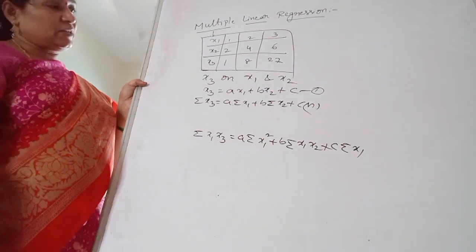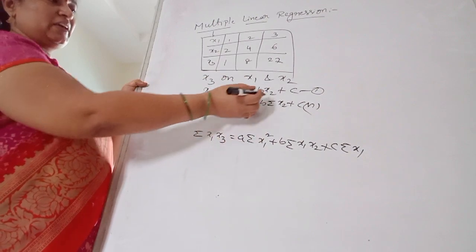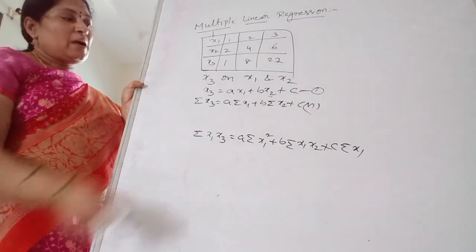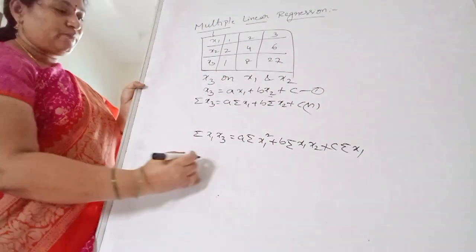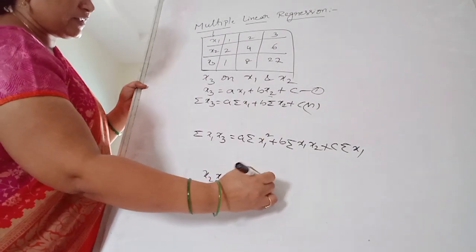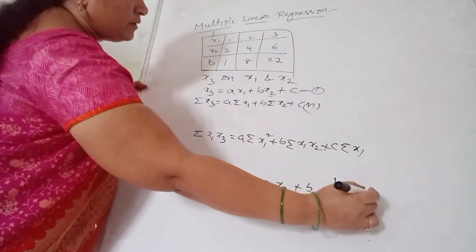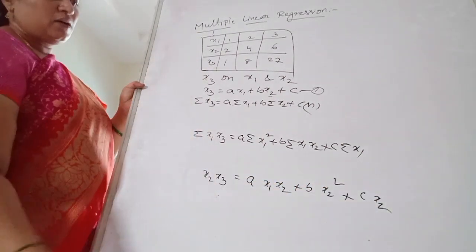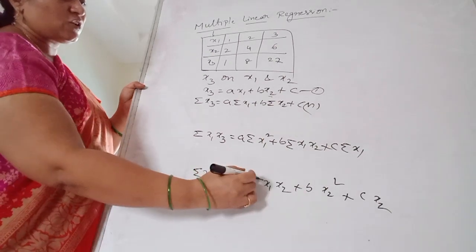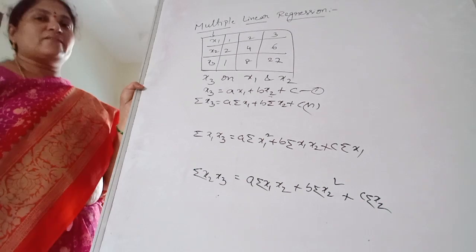Next, another normal equation. That means we multiply this equation with another independent variable. Here the other independent variable is x2. Multiplying with x2 on both sides: x2 x3 is equal to a into x1 x2 plus b into x2 square plus c into x2. And then we take the summation on both sides. Okay, these three are the normal equations.